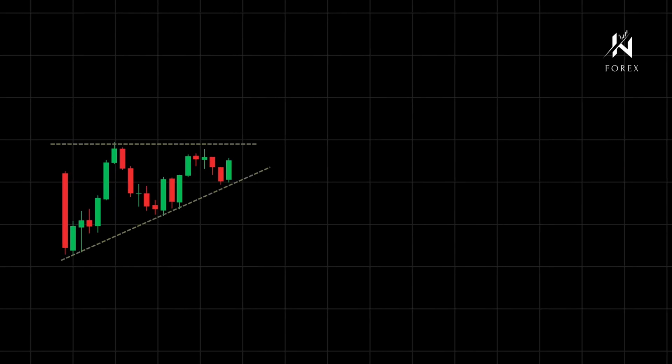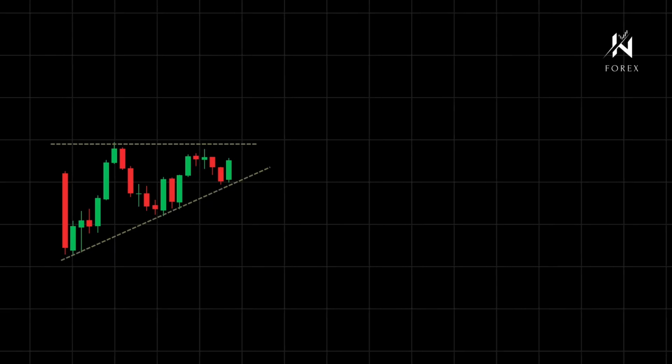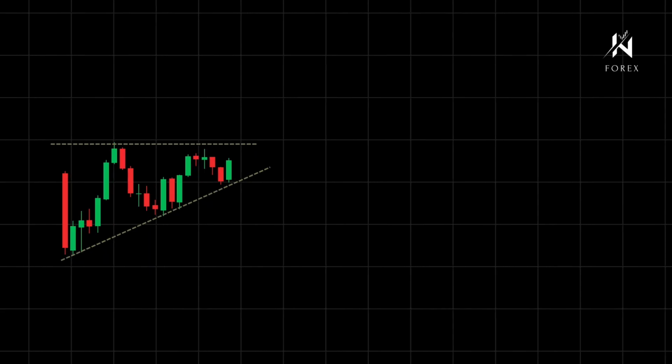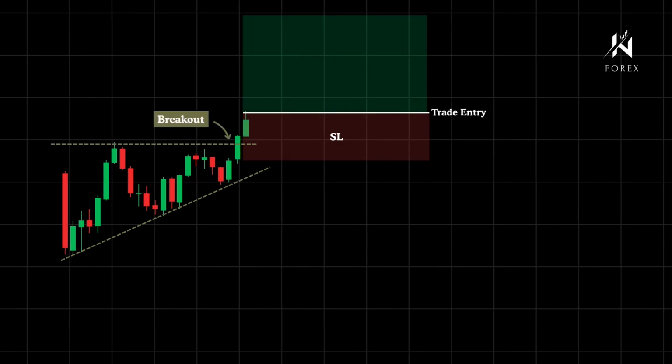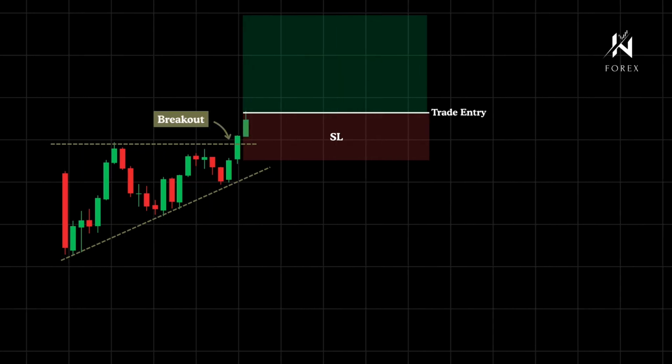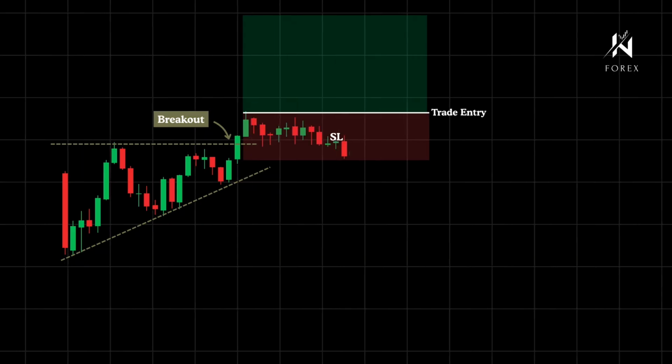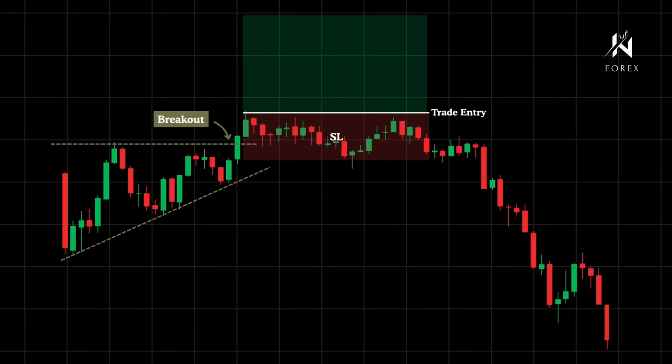In this uptrend, the price moved upward, forming higher highs inside a range. Many retail traders entered long positions as soon as a strong momentum candle broke out of this range. However, shortly afterward, the price reversed, triggering their stop losses and resulting in losses.